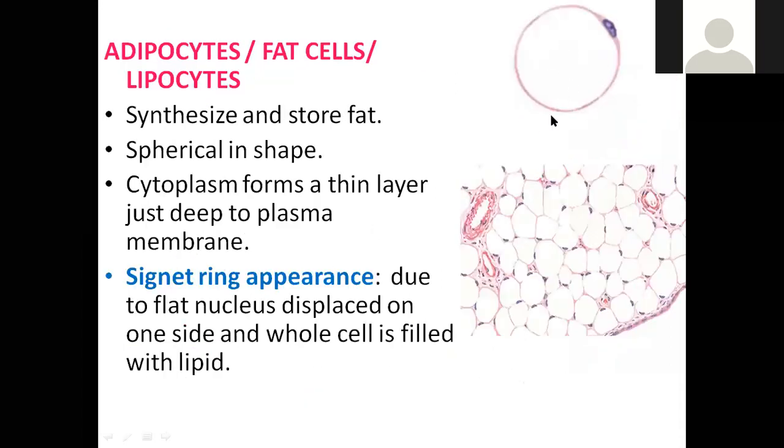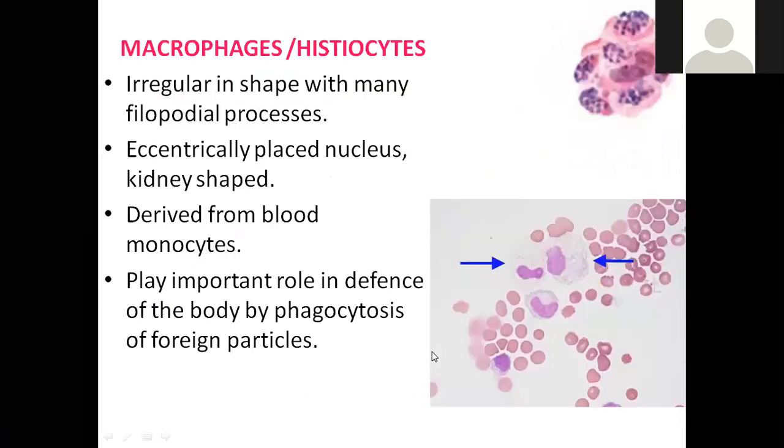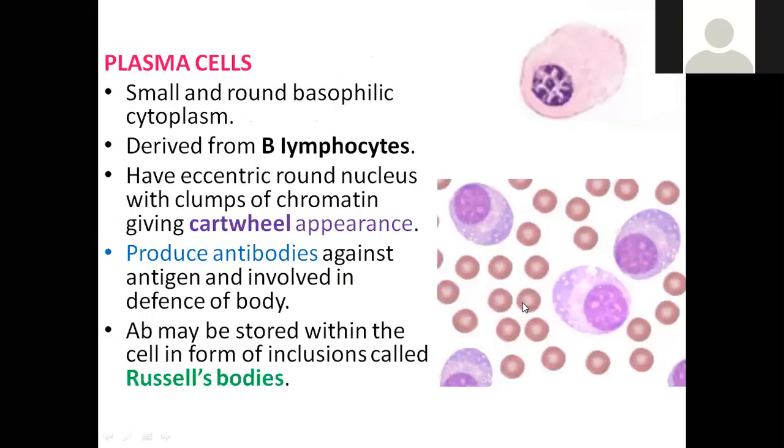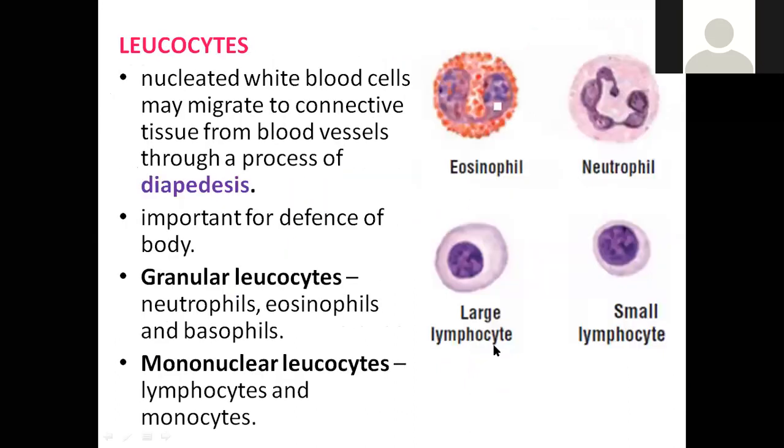Adipocytes are nothing but fat cells. These are also one of the cells in connective tissue. Adipocytes store fat, and once fat is stored, the nucleus is pushed to one corner, and this appearance is called signet ring appearance. We have pigment cells as we find in our skin, which are responsible for different colors. We find them in the iris also. Macrophages are for the purpose of phagocytosis. Plasma cells are derived from B lymphocytes and they produce antibodies and kill microorganisms. Mast cells release inflammatory mediators like histamine, and they are also responsible for inflammation and killing of microorganisms.